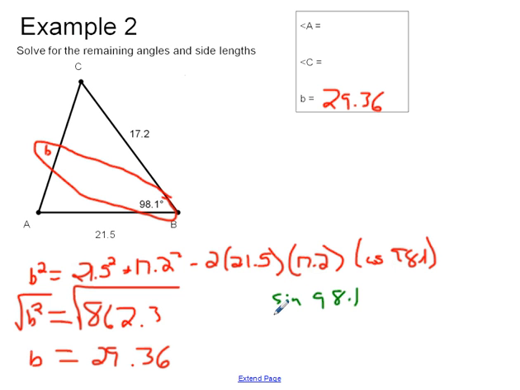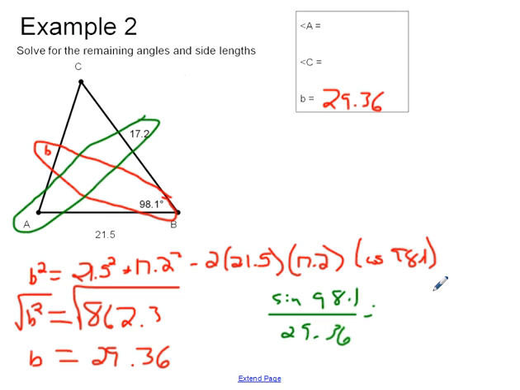So 98.1 over 29.36 will equal, and we want to find the smallest angle measure first, so it's opposite the smallest side. So sine of A over 17.2. When you cross multiply and solve, you will end up with angle A equaling 35.45 degrees.